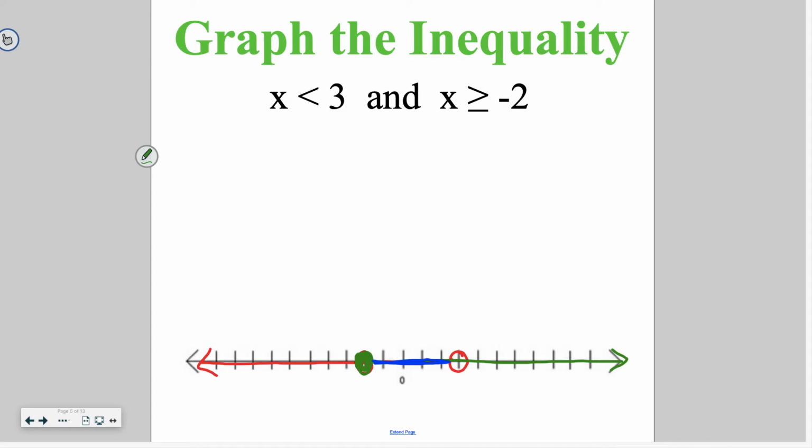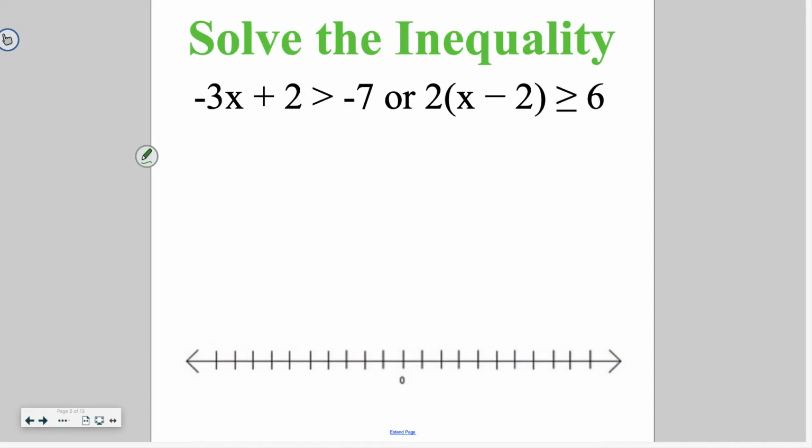When we do this, we have an and, so we have the first one and the second one, and that and area is the blue part in between. When you have compound inequalities, you might also need to solve them. So you can use that idea that we learned yesterday about solving inequalities to help you graph these.